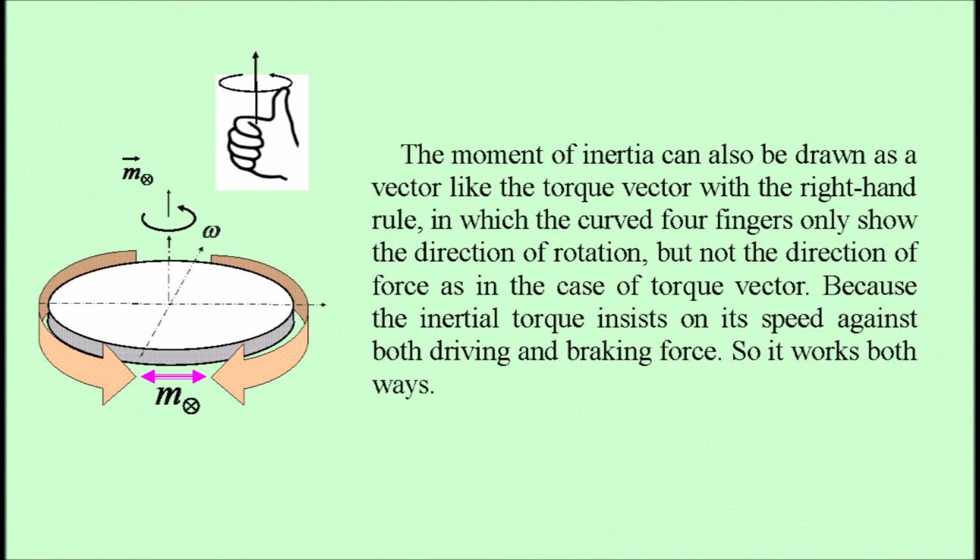The inertial torque can also be drawn as a vector like the torque vector with the right-hand rule, in which the curved fingers only show the direction of rotation, but not the direction of force as in the case of the torque vector. Because the inertial torque insists on its speed against both driving and braking force. So it works both ways.